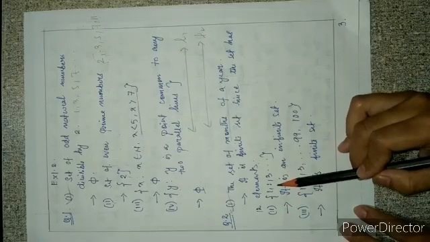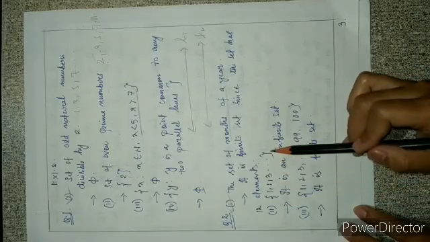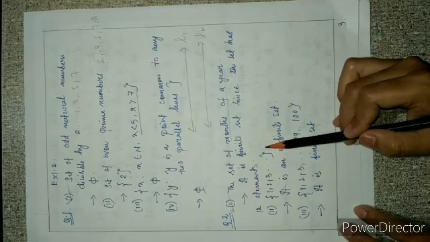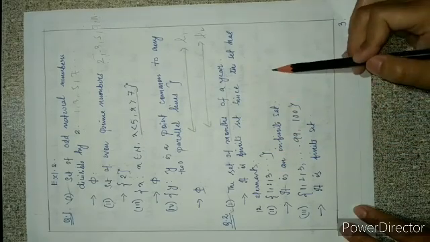Number 2, the set 1, 2, 3 ... This is the set of natural numbers. Since the set of natural numbers is an infinite set, the elements are not countable.